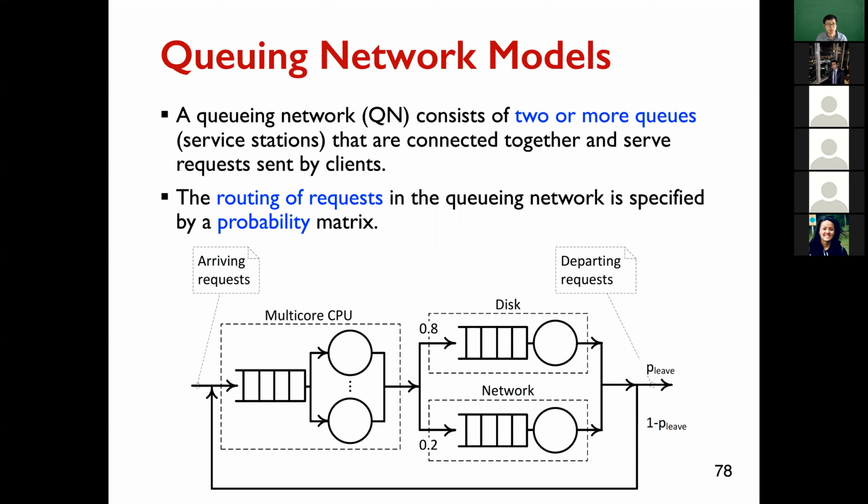When requests arrive in the queueing network, they first pass through a multiple-core CPU. This is a multiple-server queue. Then there is a probability of 0.8 to go through a disk queue, and a probability of 0.2 to go through a network queue before leaving. And there is also a probability to go back to the start of the queue. So this is a very simple queueing network, okay?